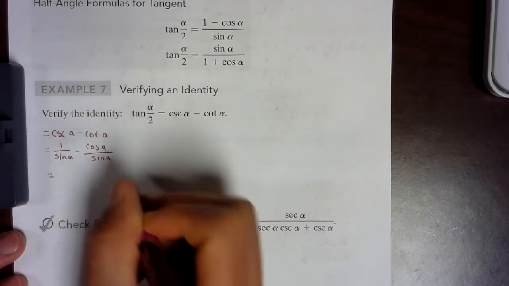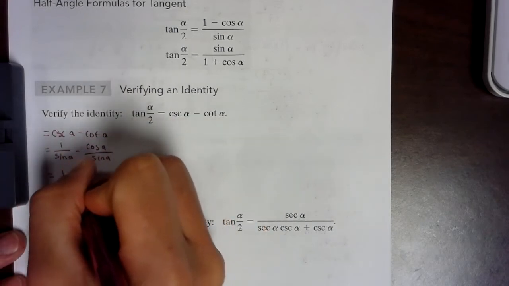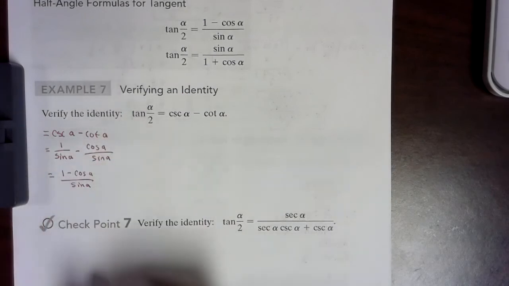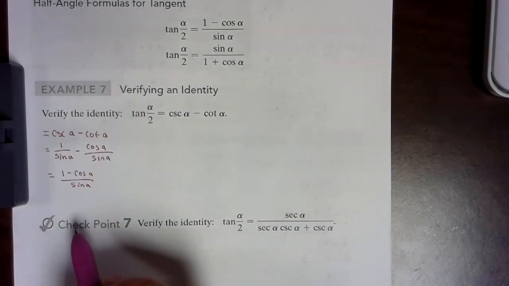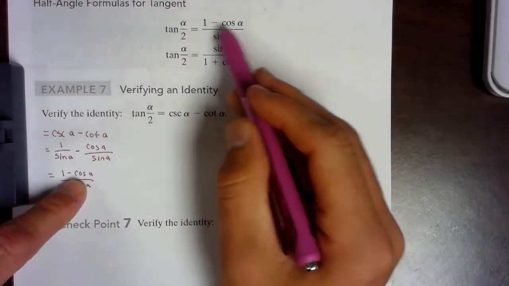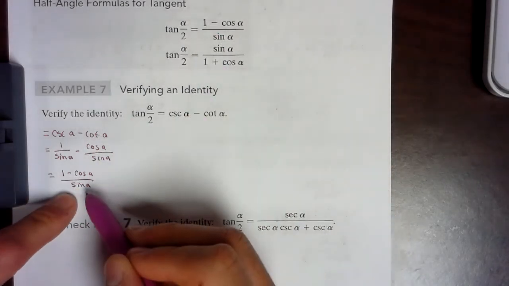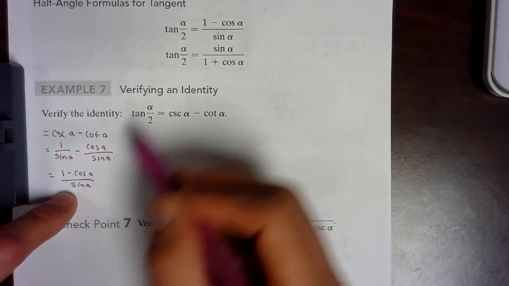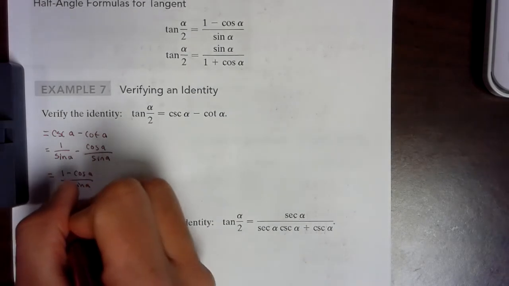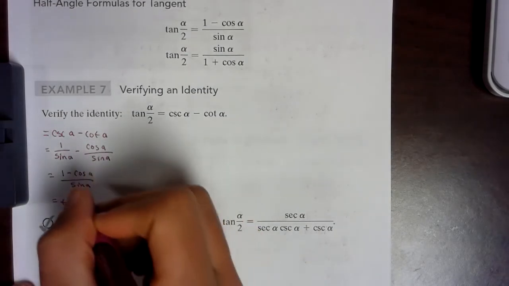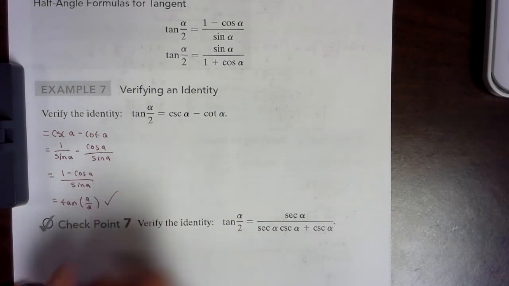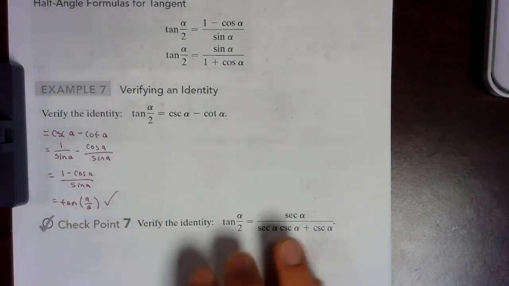Well, as you look at that, they have a common denominator, so this is really 1 minus cosine of alpha over sine of alpha. I don't really know what to do here, but if I look up here, aren't those the same? 1 minus cosine of alpha over sine of alpha is equal to tangent of alpha over 2, which is exactly what we're trying to end with. And so we can just simply say that 1 minus cosine of alpha over sine of alpha is equal to tangent of alpha over 2. So that's a quick identity.